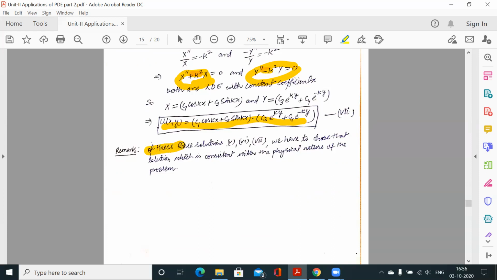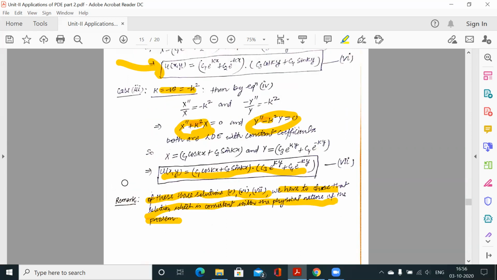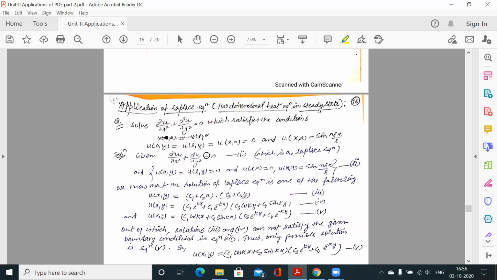Now of these three solutions, we have to choose the solution which is consistent with the physical nature of the problem. And you know the physical nature of the problem, because the Laplace equation is a particular case of the heat equation. So in the heat equation, what is our solution? The solution in the third case. So always we will keep this solution as our solution for the Laplace equation. The application of the Laplace equation: it is also known as the two-dimensional heat equation in steady state.